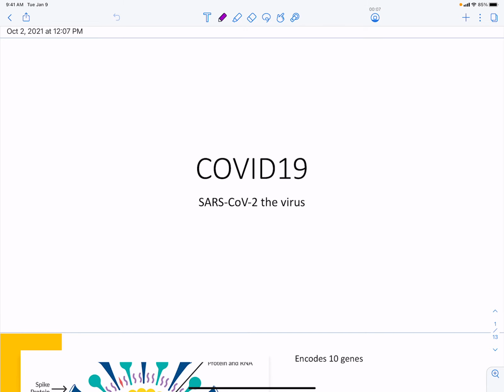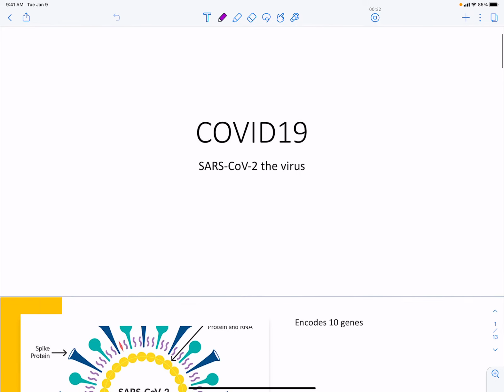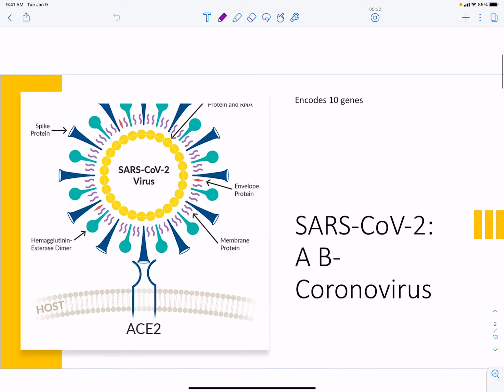So here I'm going to discuss the COVID-19 causing virus, which is SARS-CoV-2. SARS is severe acute respiratory syndrome. It's a coronavirus, and it's given the subtype 2. So the COV is coronavirus. COVID-19, for the year 2019, became a pandemic, and let's just discuss a little bit of this virus.